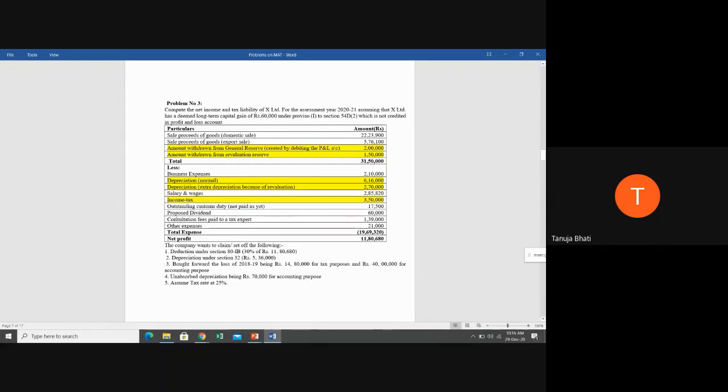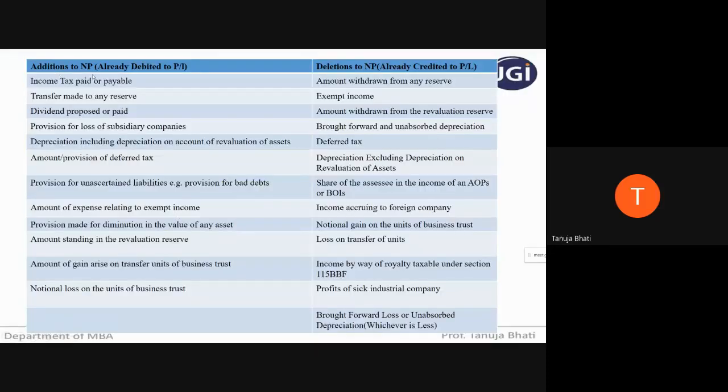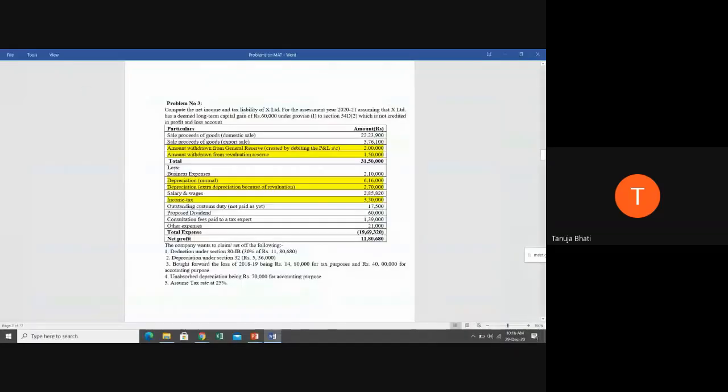Next, proposed dividend. Now, proposed dividend is in the addition list. If you see in the addition list, the third point, proposed dividend, proposed or paid, has to be added back to the net profit in order to get the book profit. Therefore, this proposed dividend, we are going to add back. Next, consultation fees paid to a tax expert. It is nowhere given in the addition list. Therefore, do not consider it. Next, other expenses also is not given. Therefore, do not consider it.